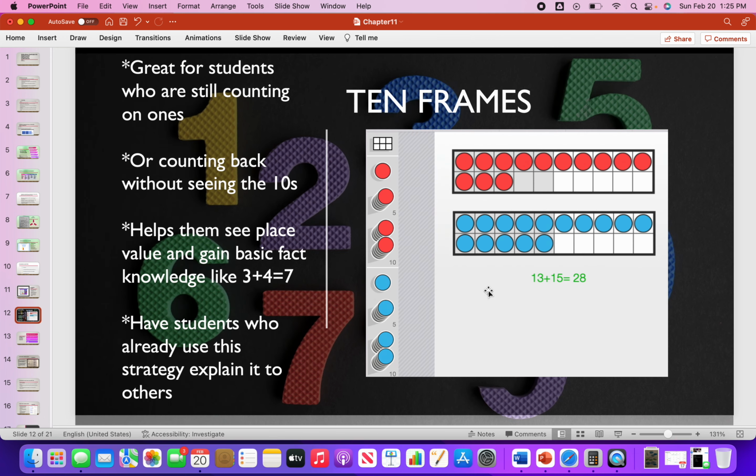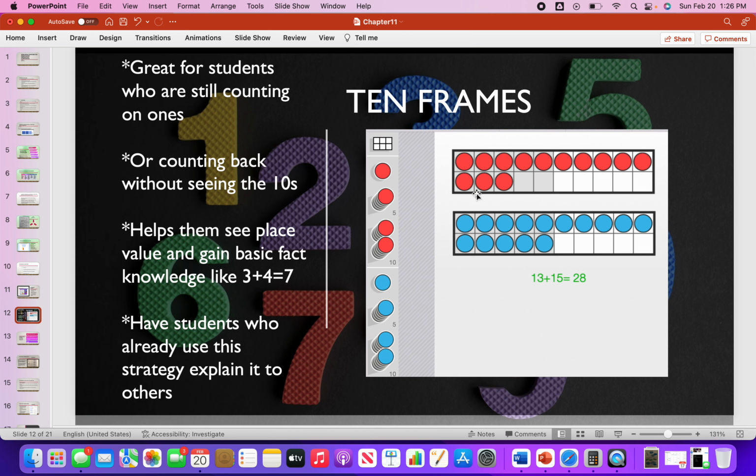Another great model is 10 frames. This is great for students who are still counting on ones or counting back without seeing the tens. It can help them see place value and gain basic fact knowledge, like facts like 3 plus 4 equals 7. Have students who are already using this strategy explain it to others. This can help the student who's already using it explain their thinking, and it can help the student who is not yet using it see ways to use it.